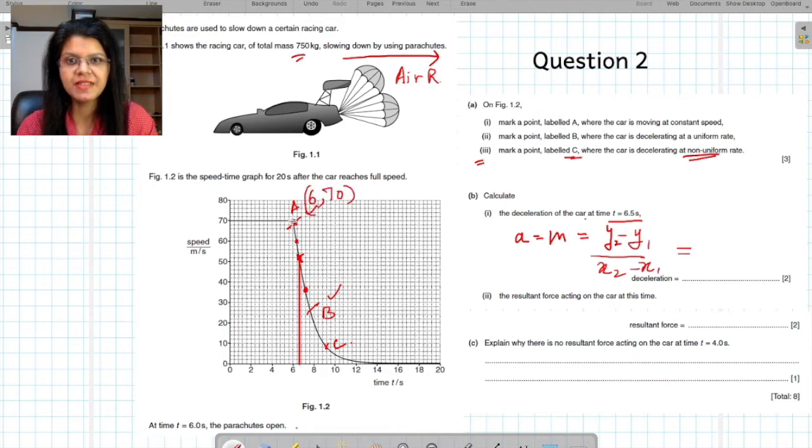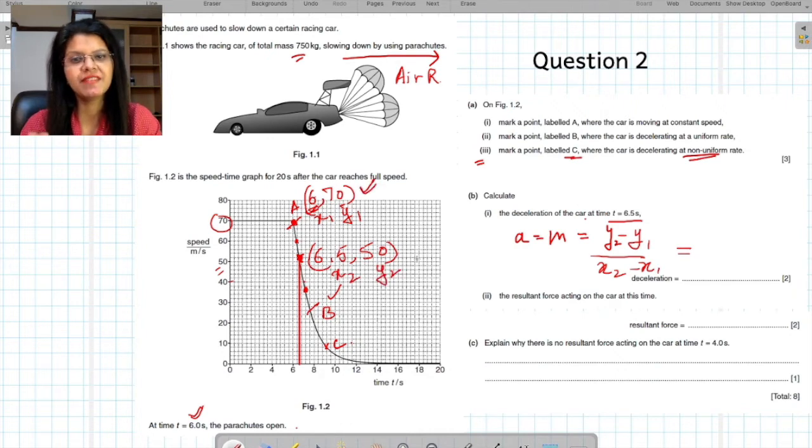Why is it easy to write? Because they said that this is the point which is at 6th second that the parachute opened. So this is your 6th second and the velocity was 70. Similarly, you can take any other point. Let's say you can take this point as well, which is 6.5. What is the magnitude of speed? 50. Take one of the points as x1, y1, other one as x2, y2. You can interchange. You can take the first one as x2, y2, second one as x1, y1. Doesn't matter. You get the same answer.